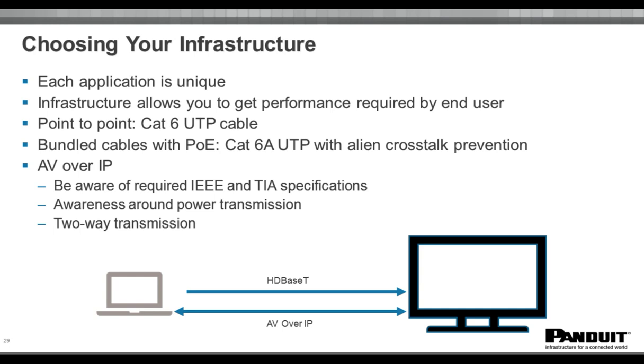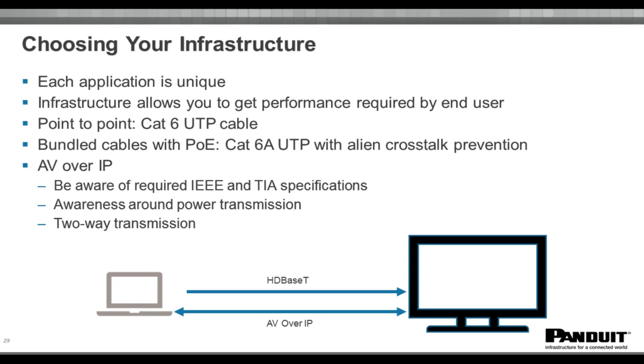So for right now, we say Cat6 UTP cable is great for those point-to-point applications, but the second you start to bundle cables, or the second you start to utilize PoH or PoE, you really need to turn to that Cat6A cable. And that becomes even more relevant with AV over IP. AV over IP now has to conform to all those IEEE specs, TIA specs, and it's often going to be bundled with both other AV cables and data cables and other different types of cables. So you really need to be aware of the heat rise and the different power transmission sources.